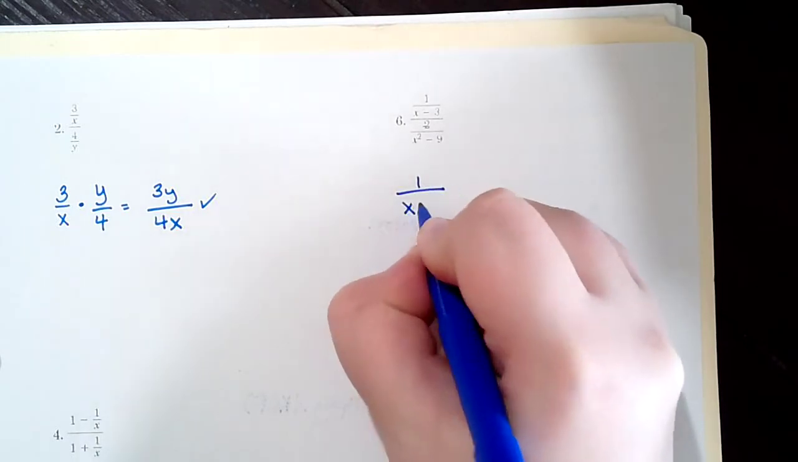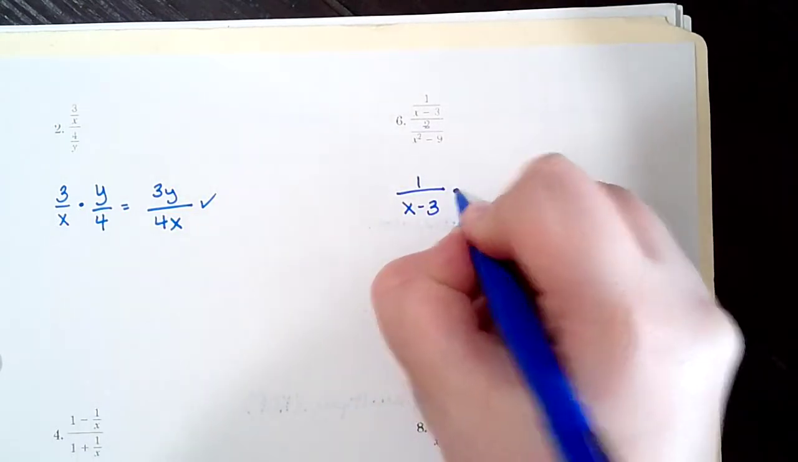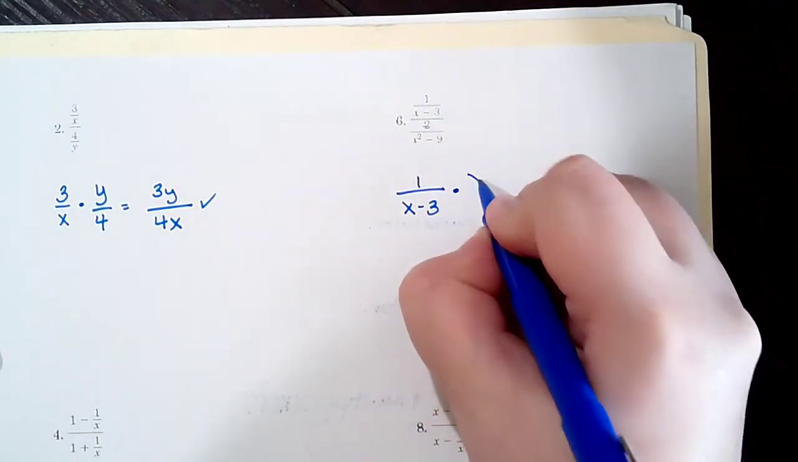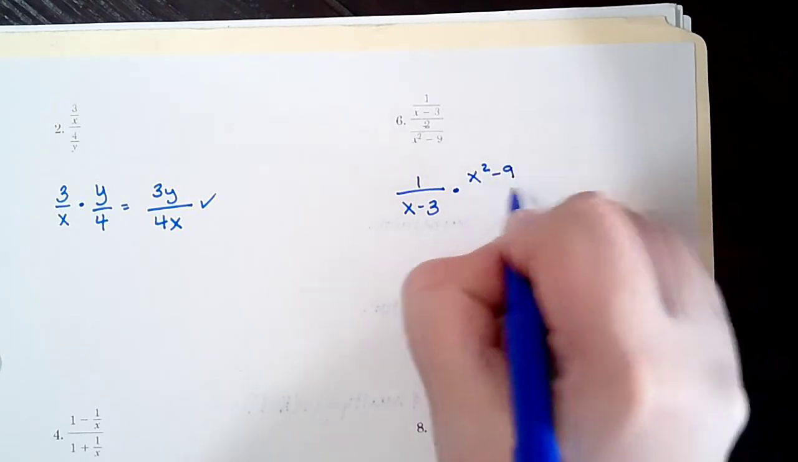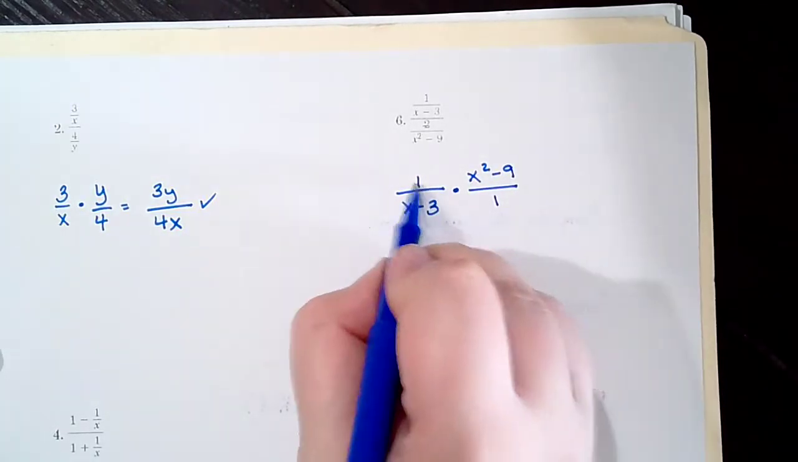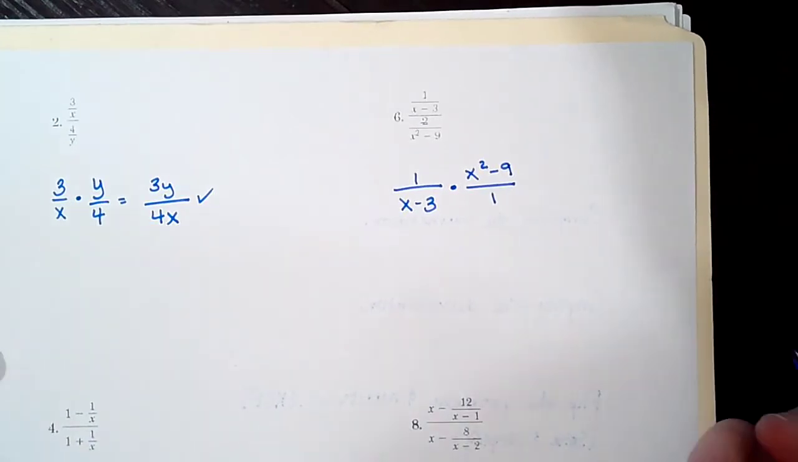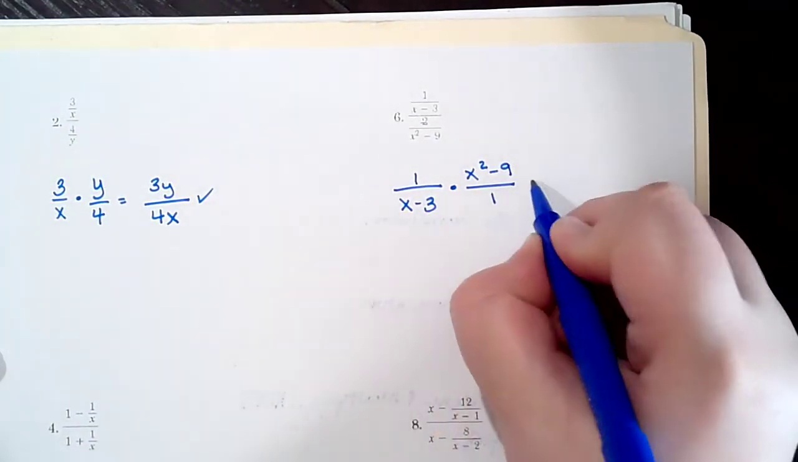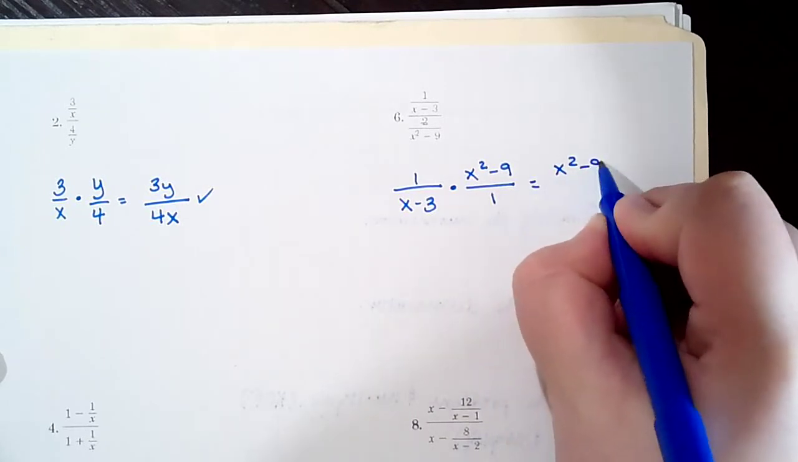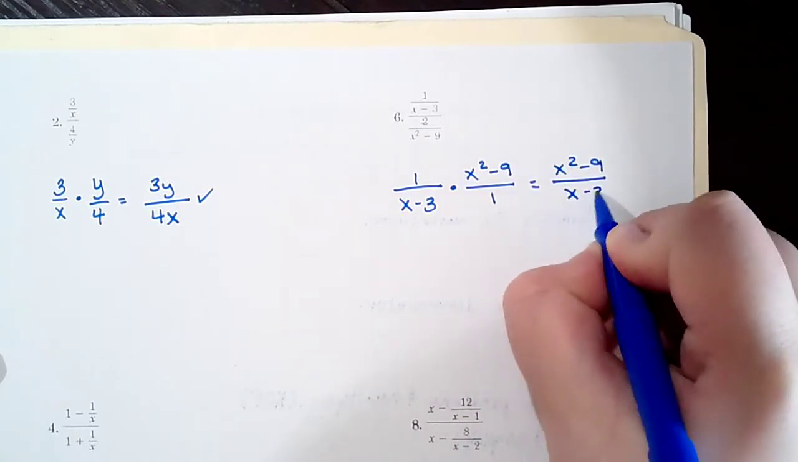Keep the first, change the sign, flip the second. In this case, x squared minus 9 over 1. The 1's cancel out, but I really don't have to write that because 1 times anything is fine. When I do multiply this out, I'm going to get x squared minus 9 over x minus 3.